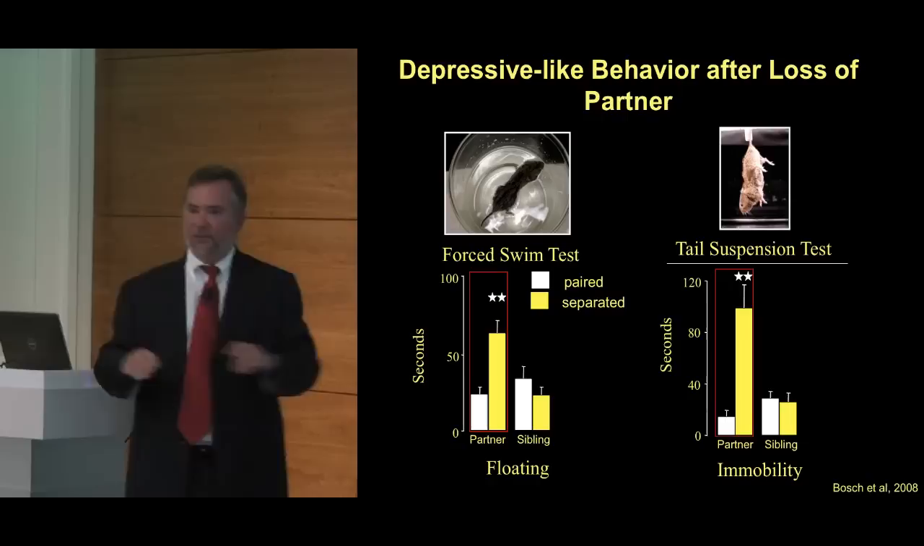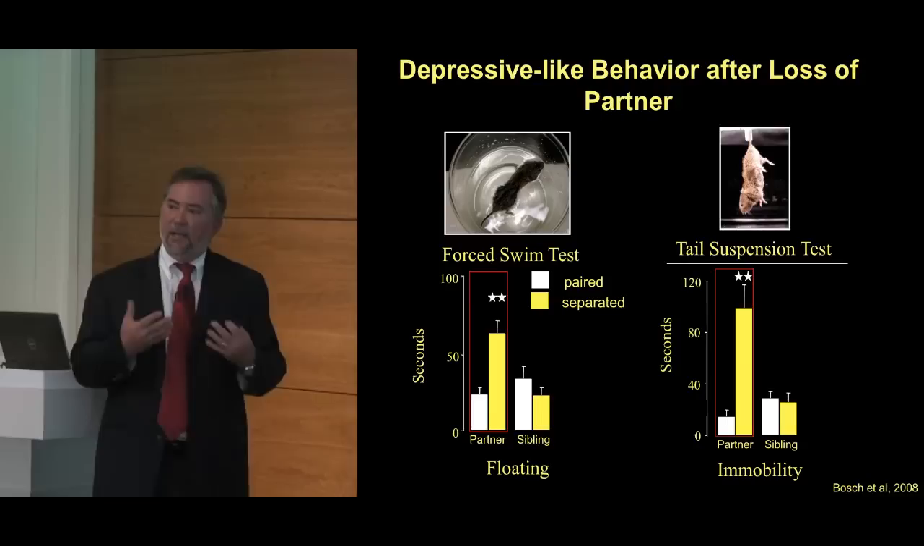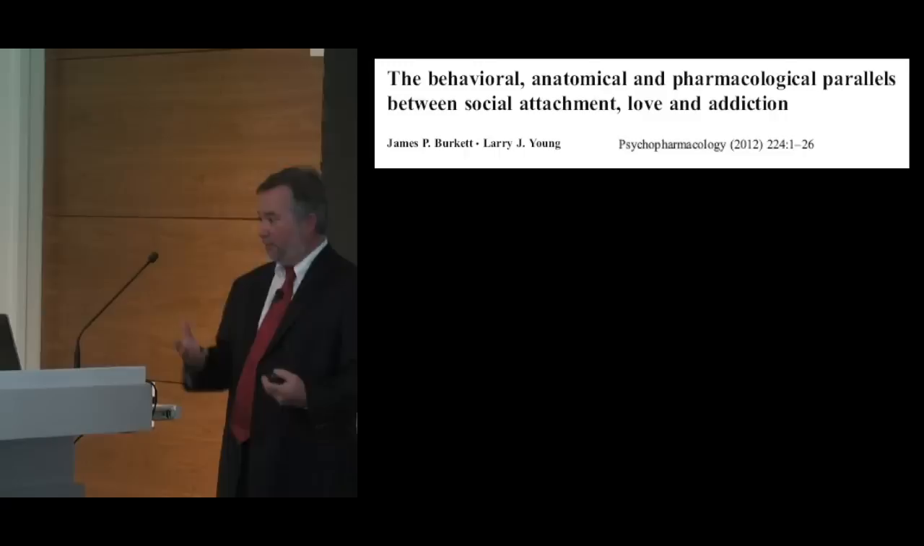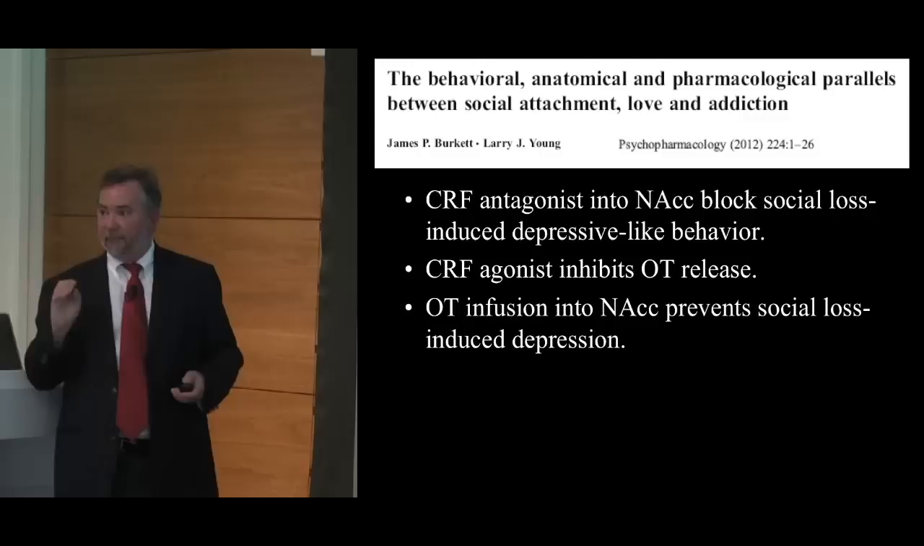If you did another test called the tail suspension test, the very same thing. So these animals are behaving in a way that doesn't seem very adaptive. Also, their stress levels go up: their corticosterone levels go high, CRF levels go high. And we found that if we block CRF receptors in the brain at the time that they lose their partner, they do not experience this.